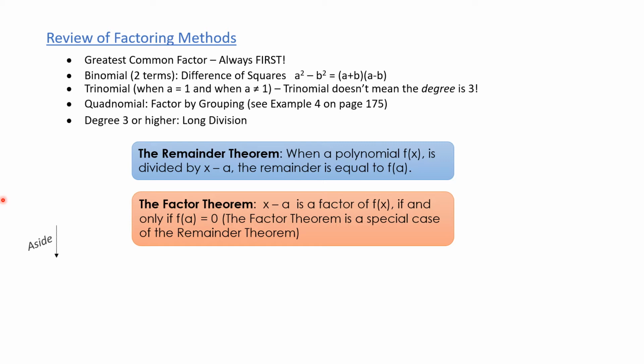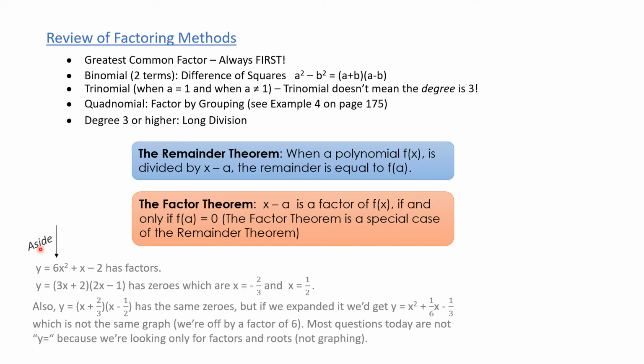Here's a little aside, a little piece of information that isn't terribly important, but I wanted to put it in. When you have an expression like this, a trinomial, it has factors, and these are its factors. And these factors have zeros. So here are the zeros of that equation. If I took those zeros and put them into brackets, it would look like this. So this equation has the same zeros as this one. But if we expanded the one with the fractions, it would look like this. And that's not the same graph as this one, right? We're off by a factor of 6.